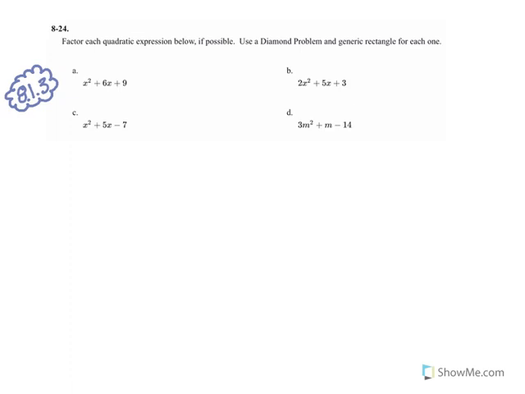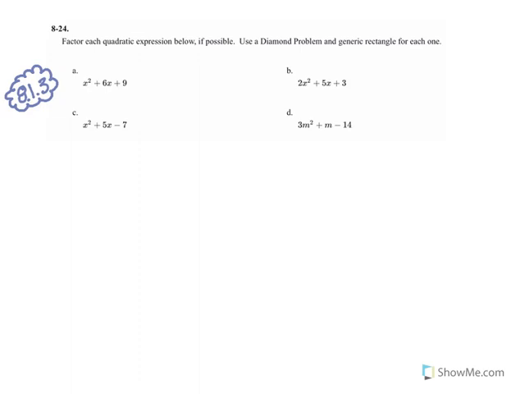We are actually going to skip the first one and come back to it. So we're going to factor this second one, B, first, where it says, factor each quadratic expression below if possible. Use a diamond problem and generic rectangle for each one.